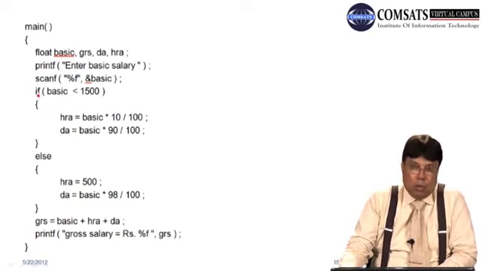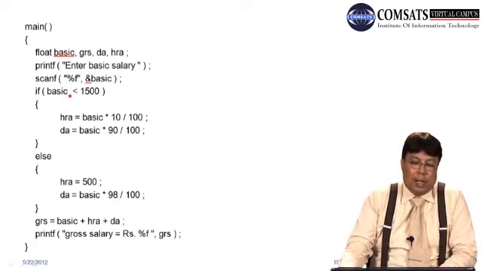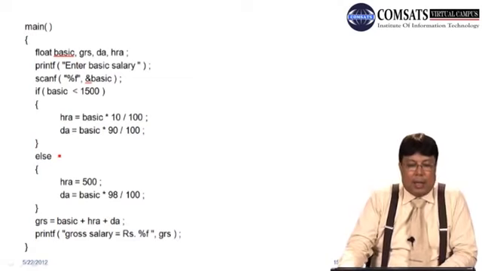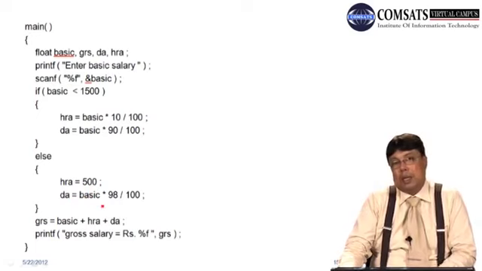Else, if it is not true, meaning that salary is equal to or greater than 1500, that is else. Here, once again, there are two statements, so we need to put two curly brackets here. So we say the human resource allowance is equal to 500, this is fixed, remember. अगर less than 1500 हो तो 10% और अगर greater than or equal to 1500 हो तो fixed amount of 500 rupees, and then you compute 98% as a daily allowance.